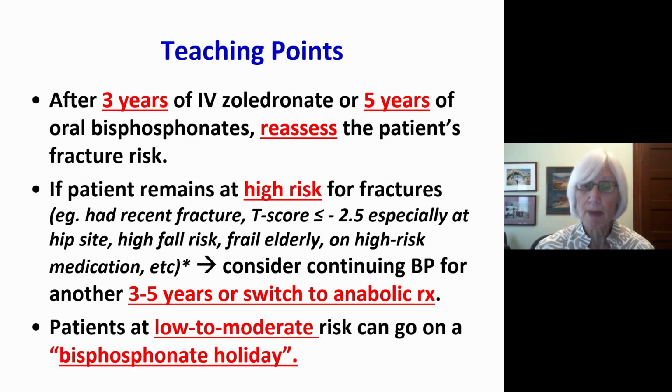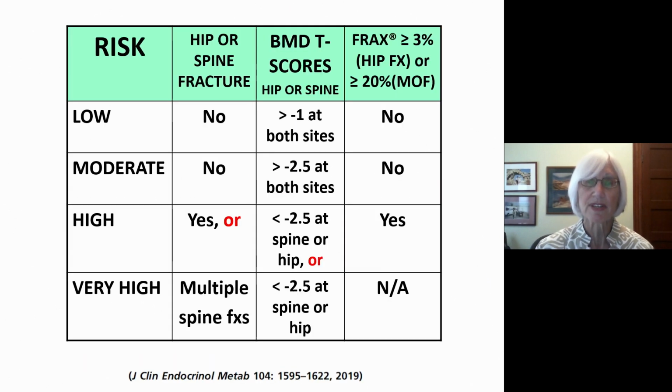Patients at low to moderate risk, on the other hand, can safely go on a bisphosphonate holiday. And again, from the Endocrine Society guidelines, I've made this table. Low and moderate risk patients are ones who have never had a hip or spine fracture. Their bone density is above the osteoporotic range. And if for some reason their bone density is not obtainable or they've got artifact, you can use the FRAX score here, and you want them to have low FRAX scores, not high FRAX scores.